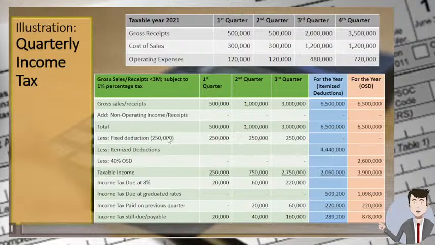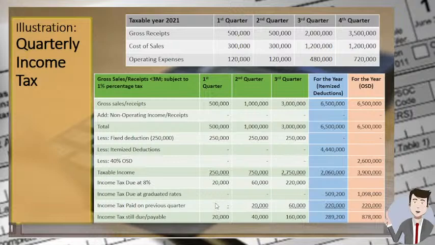So instead, we are allowed by law to deduct what we call fixed deduction in the amount of 250,000. So, ang allowed deduction sa aton. So, 500 minus 250, your taxable income will be 250. So, 250 multiplied by 8%, that gives us 20,000. So 20,000 ang imo nga tax due for the first quarter.